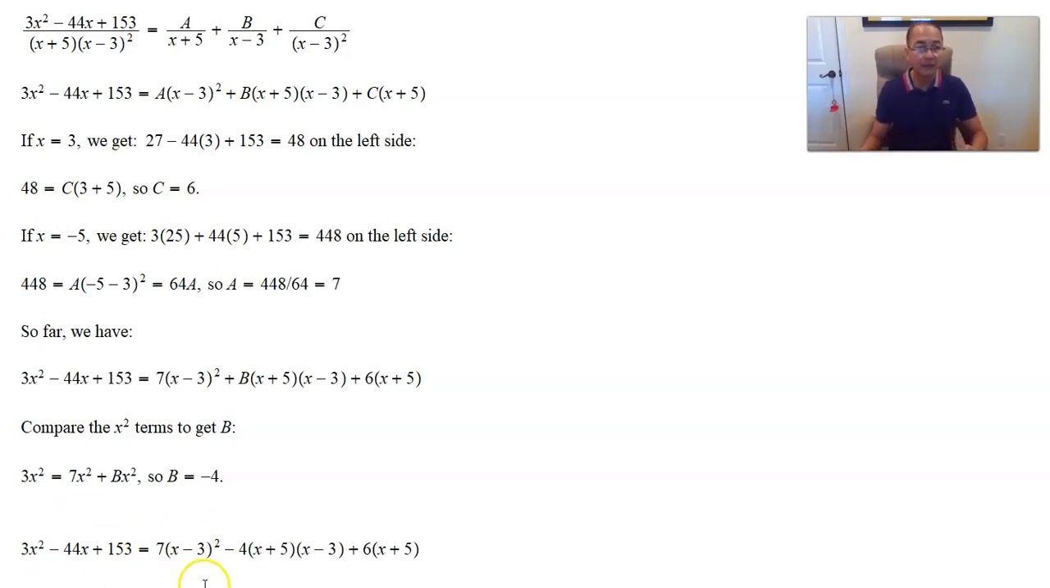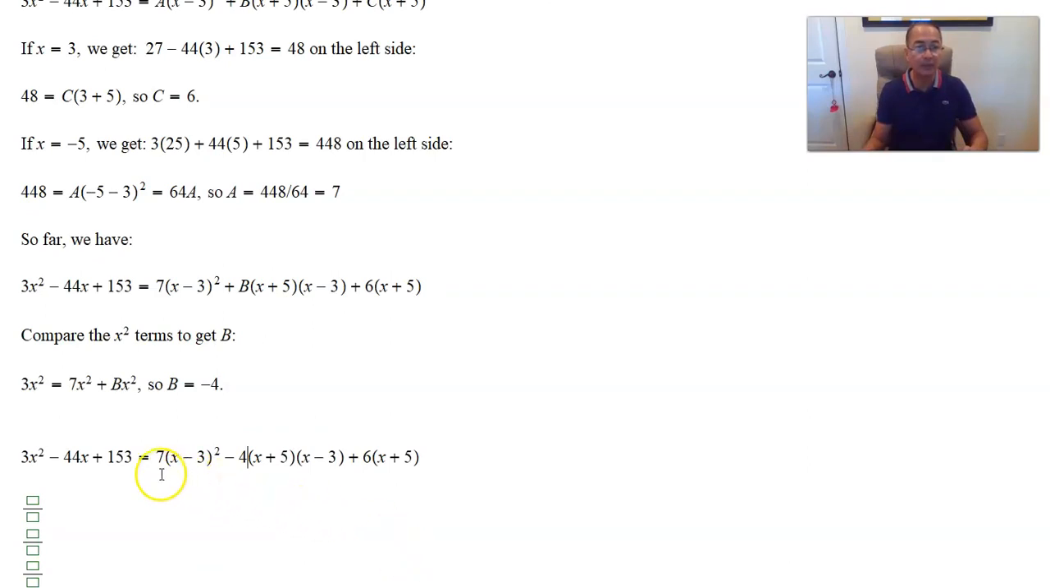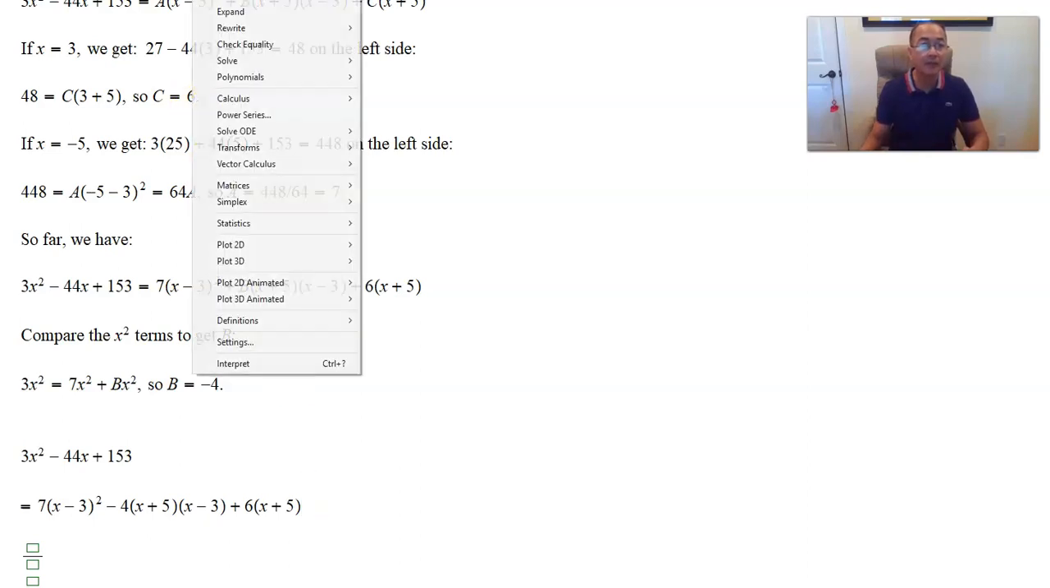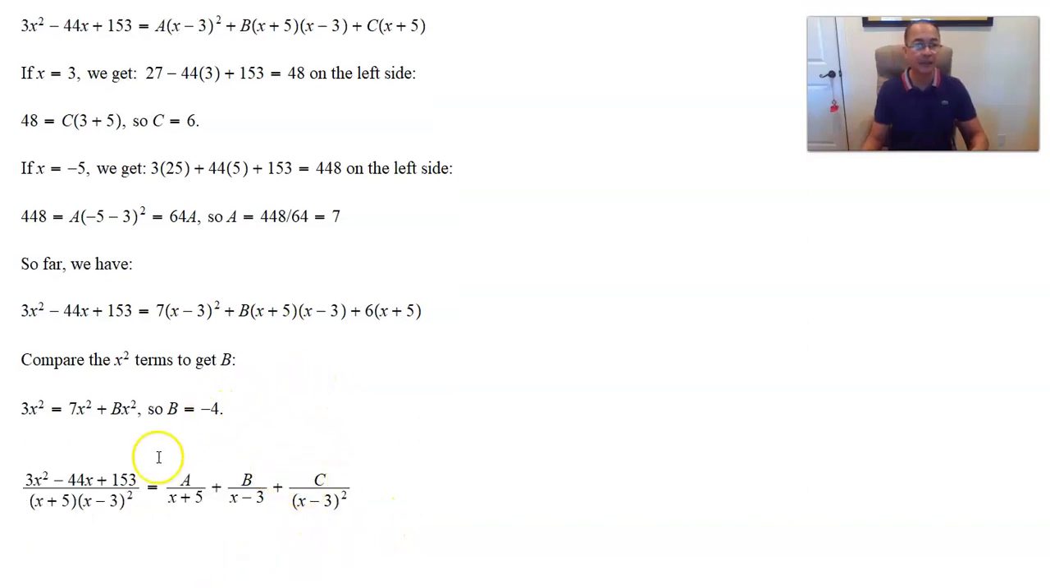And we can ask Maple to check our work for us. I'm going to do it in a different way. Let's see if this expands correctly. So I'm going to go compute and, you can see it there, expand. 3x squared minus 44x plus 153. Of course, that's correct.